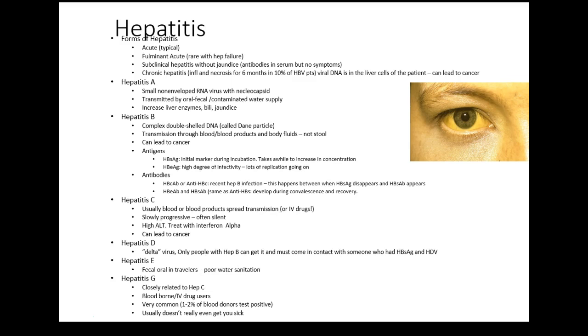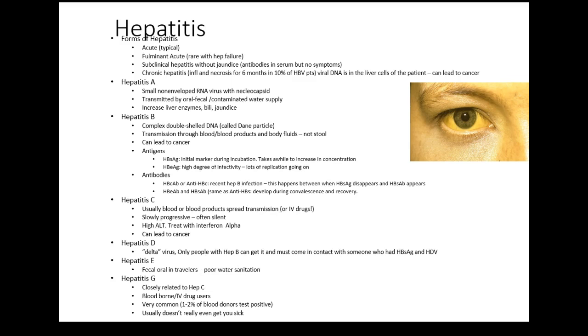All right, the next thing was hepatitis. We talked about hepatitis in chemistry. We're bringing it back again to talk about some of the antibodies that go along with it. So you have a couple types: acute, okay, which is very quick, very typical. Fulminant acute is where it's rare, it's acute, but there's hepatic failure. We can have a subclinical hepatitis without jaundice, which is where you have the antibodies but you don't have symptoms. And chronic is where you've got something going on for more than 6 months. This can lead to cancer as well.